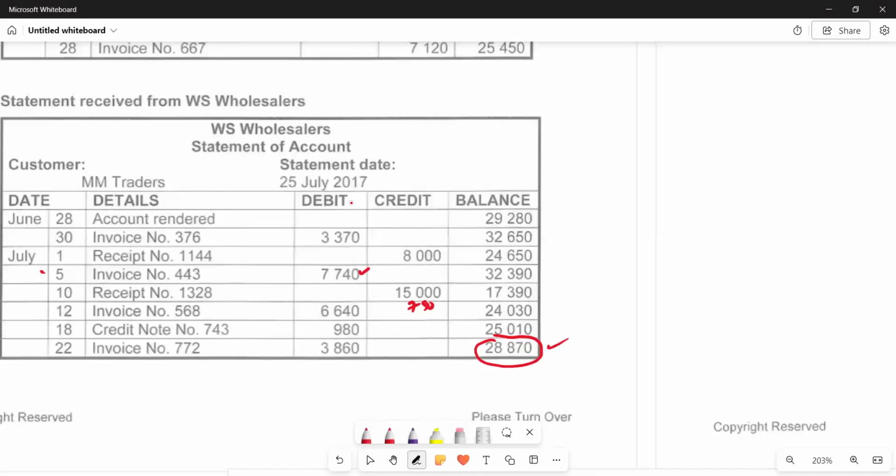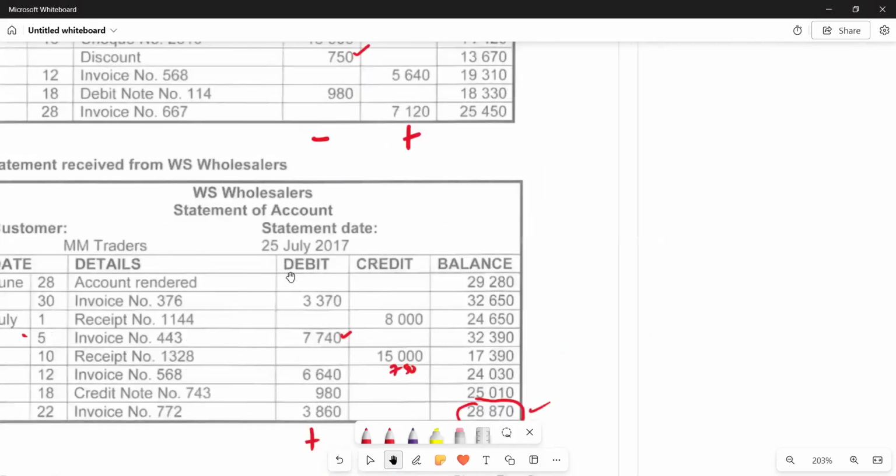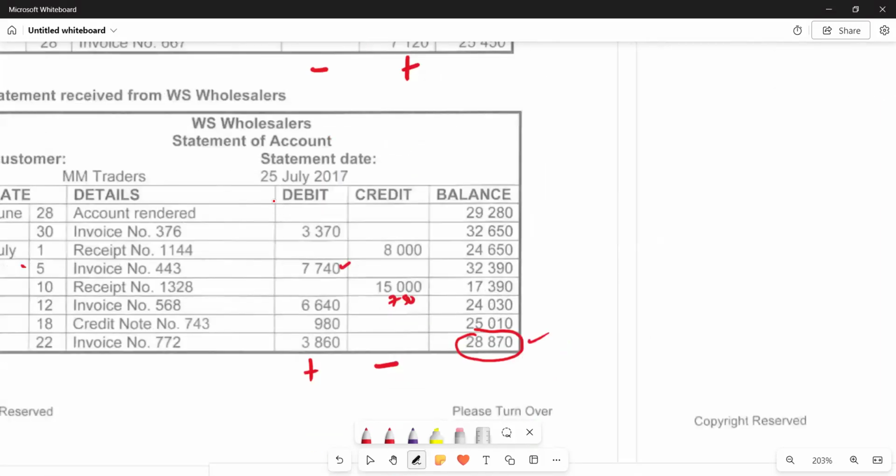And remember, on the statement, it's not the opposite like what we're doing on the ledger. So on the statement, we are going to have a plus on the debit and a minus on the credit, which is opposite to what we are doing on the ledger, whereby the ledger is a plus on the credit and a negative on the debit. So this becomes the opposite of what we have on the statement. So a positive on the credit, but when you come to the statement, it is on the debit, and then a negative on the debit. So this is what we have.